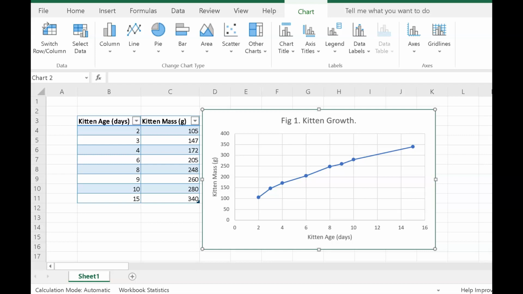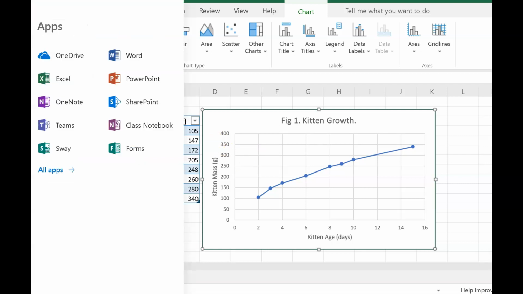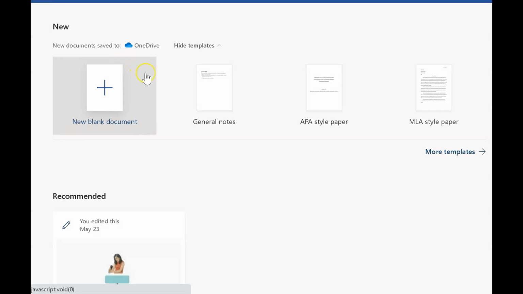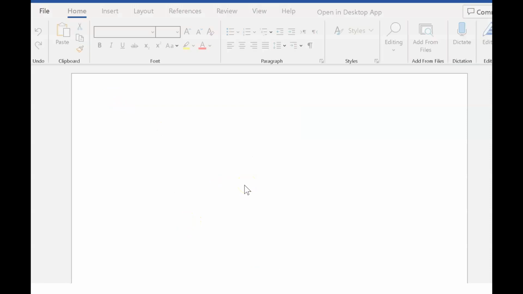If I want to insert this into, for example, a Word document, or a PowerPoint slide, I can just copy it. I do a right click and copy, or I can do Control C to copy it. And now I can open my Microsoft Word. Okay, and for example, I would like to start a brand new document here.